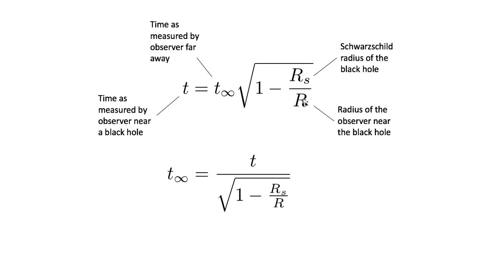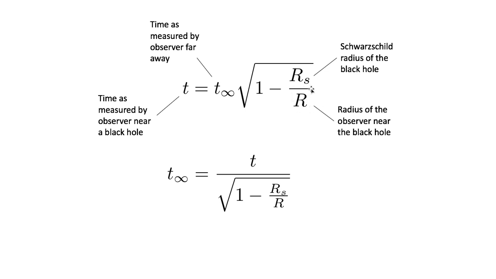Now notice in this formula that if R is equal to RS, this is 1. 1 minus 1 is 0, and this time gets multiplied by 0. So this time is 0. So no time elapses for this observer when you are at the Schwarzschild radius. If R was less than the Schwarzschild radius, then this number is bigger than 1, and you're subtracting a number bigger than 1 and trying to take its square root. You can't do that. You can't take the square root of a negative number. So this only makes sense as long as you're outside the radius of the black hole.